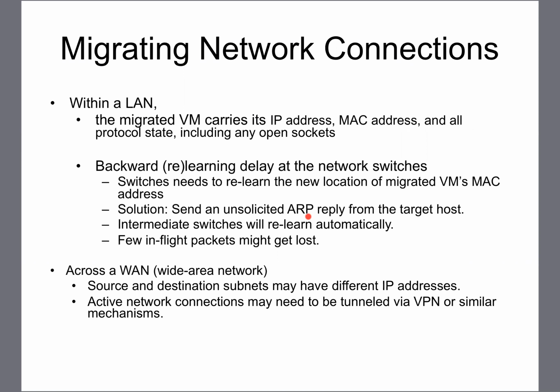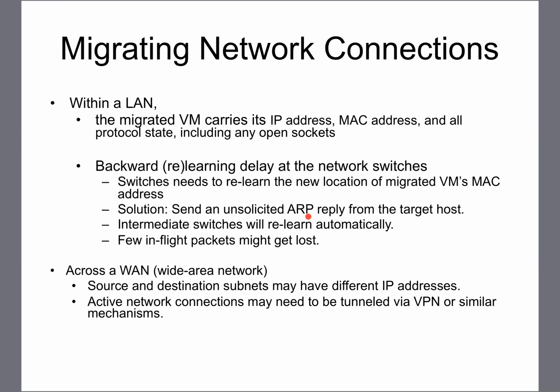But what the migrated VM does is, when it reaches the destination, the hypervisor sends an unsolicited ARP message to the rest of the network saying this VM has moved to me, right? That way all the switches and all the other hosts in the network know that a VM has moved to another physical machine. And by doing this unsolicited ARP, you can cut down the network discovery time significantly, right?